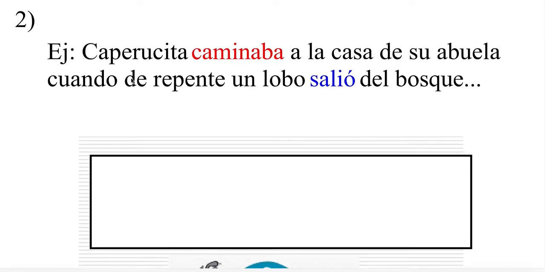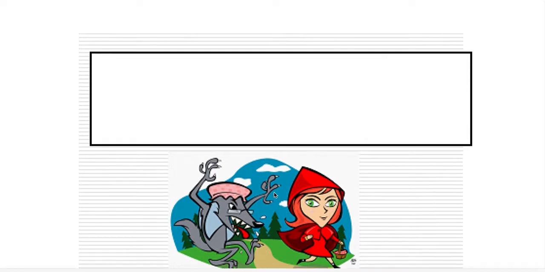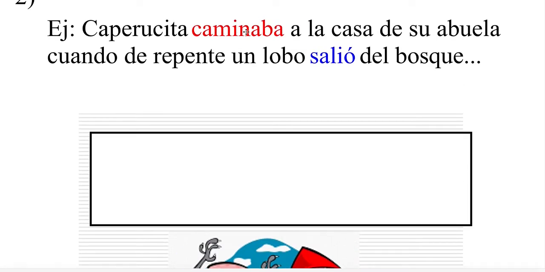Then you have this sentence. Caperucita, Little Red Riding Hood, caminaba a la casa de su abuela cuando de repente un lobo salió del bosque. So what would be the reason for using imperfect for caminaba and preterit for salir?